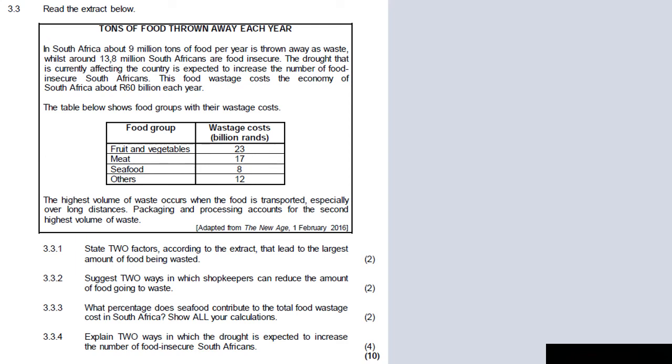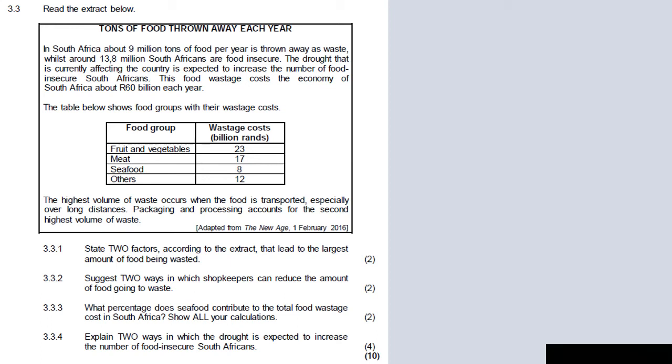Question 3.3. Read the extract below. Tons of food thrown away each year. In South Africa, about 9 million tons of food per year is thrown away as waste, while around 13.8 million South Africans are food insecure. The drought that is currently affecting the country is expected to increase, this was in 2016, the number of food insecure South Africans. The food wastage costs the economy of South Africa about 60 billion rand each year.